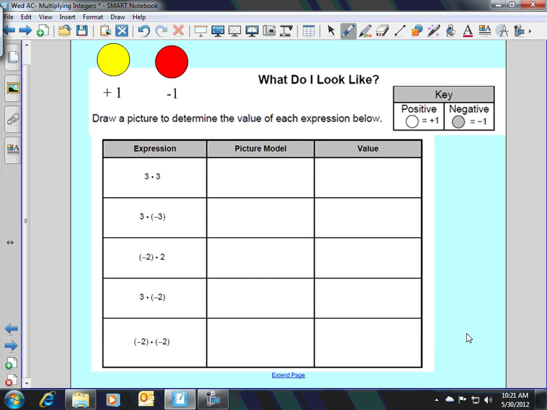So let's practice a little bit more. Now remember, we're going to do picture models sometimes, so you need to understand what these mean. This is 3 groups of 3. No negatives there, so my answer is positive. This is 3 groups of -3, which gave me -9. I just noticed that I messed this up.